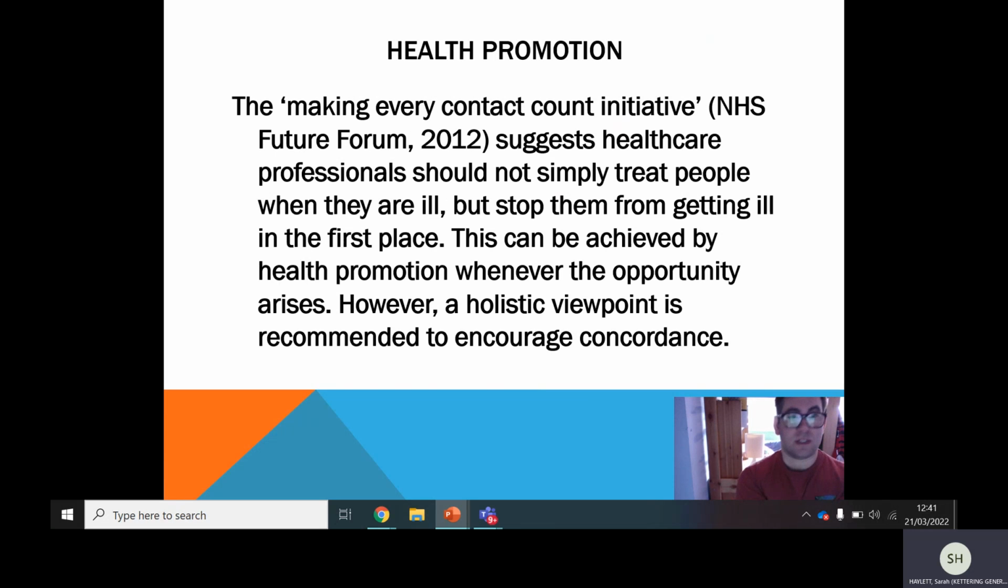Health promotion. This is quite an important thing, especially as nurses. We should be doing this in accordance with our code of conduct. So the Making Every Contact Count initiative, Forum 2012, suggests we should not simply treat people when they're ill, but try and stop them from getting ill in the first place.